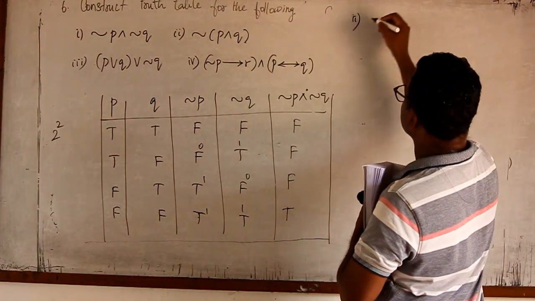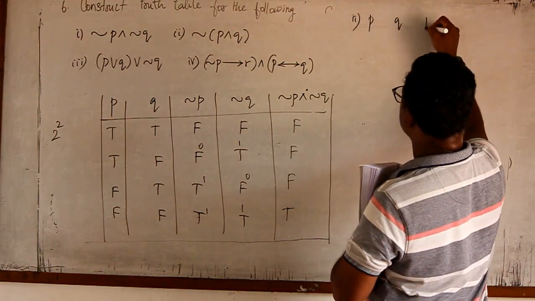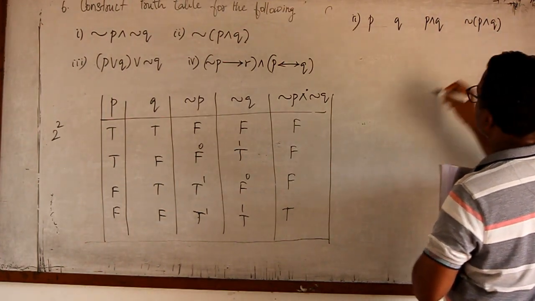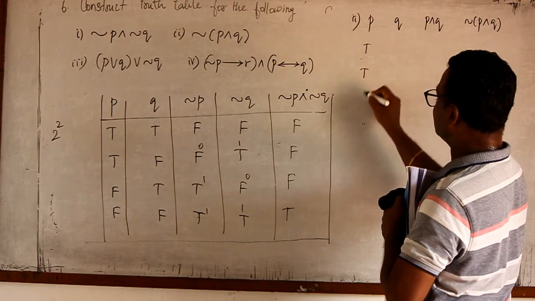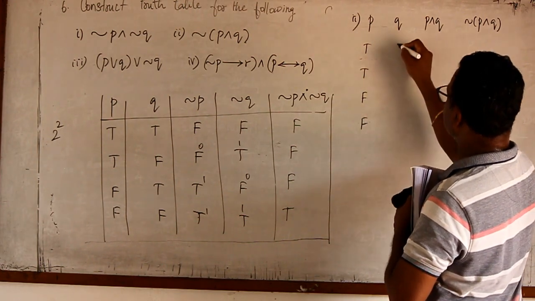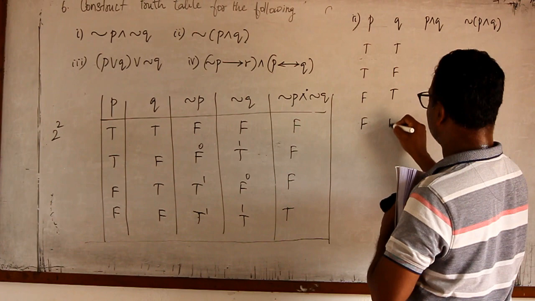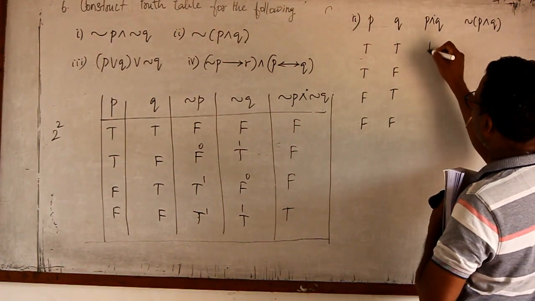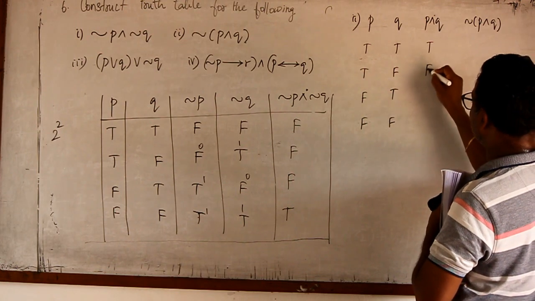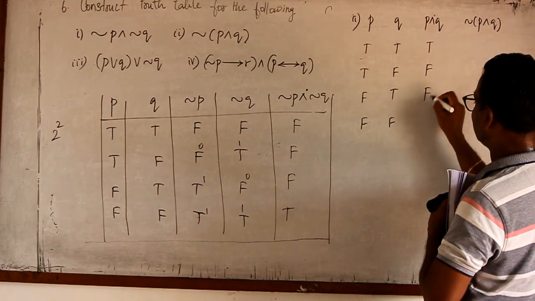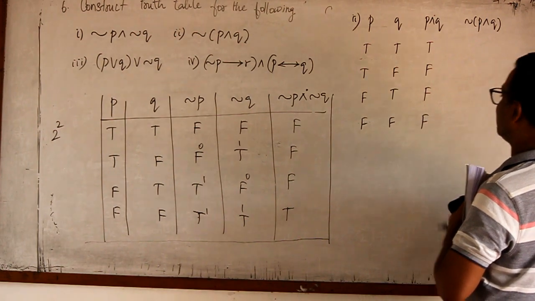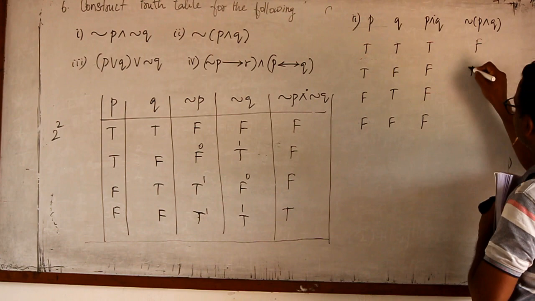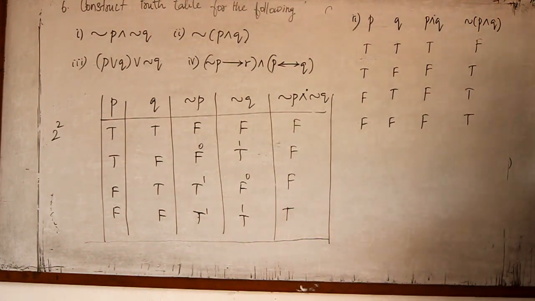Second one. I need P, Q, P cap Q, and the negation of P cap Q. So 4 elements, 2, 2: true, true, false, false; true, false, true, false. Cap means into, so straightly 1 into 1, 1. 1 into 0, 0. 0 into 1, 0. 0 into 0, 0. Negation means I need the opposite of this, so it is false, true, true, true. That's all.